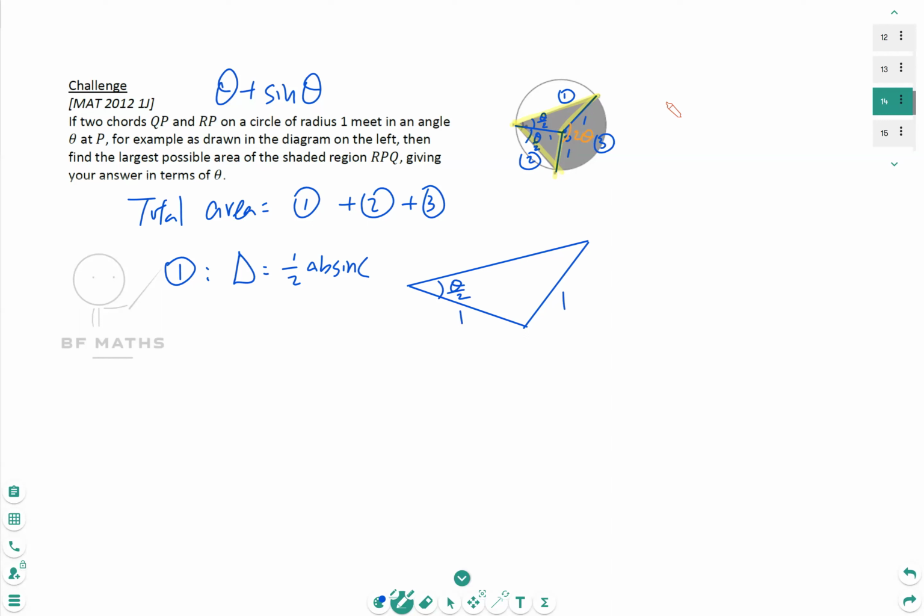If you want to work out the area of a triangle, you have to work out half AB sine C. This is your angle C. So how do you work out C? Well, we know from circle theorems that's 2 theta. These two are symmetrical. This angle here would be 360 degrees, but we're using radians, so it'll be 2 pi minus 2 theta, divided by 2 because they're symmetrical. So that's the same as pi minus theta, the same as that one. So here, pi minus theta.